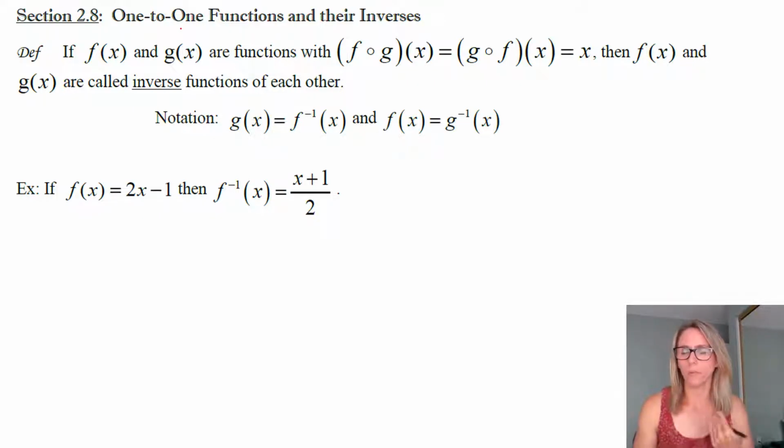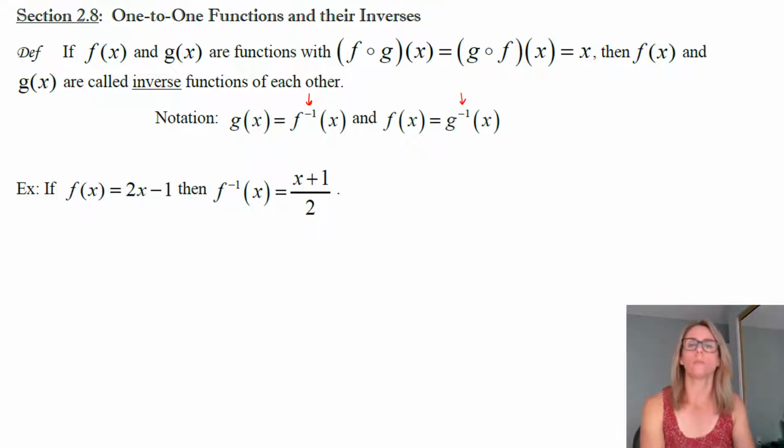In the last example from section 2.7, we saw two functions where when we compose them with each other, we got x each time. That is the definition of what it means to be an inverse. The notation that we use for inverse looks like this.